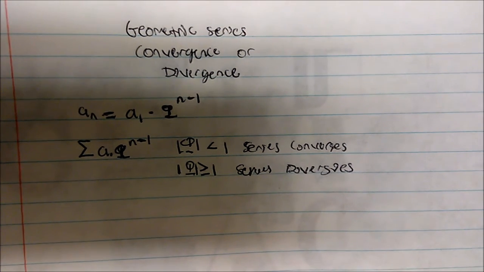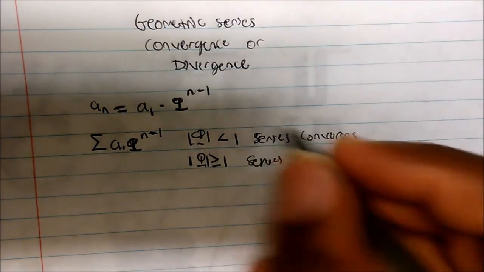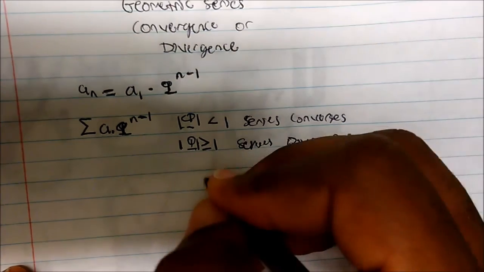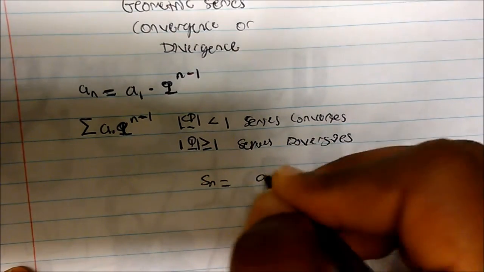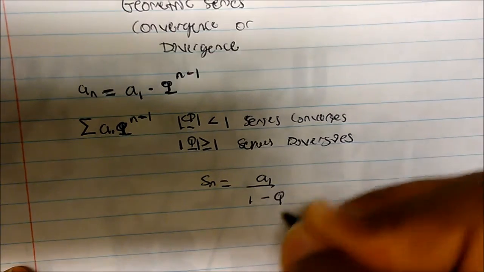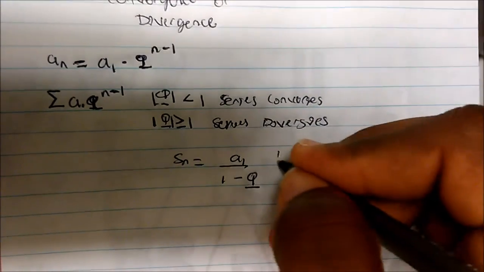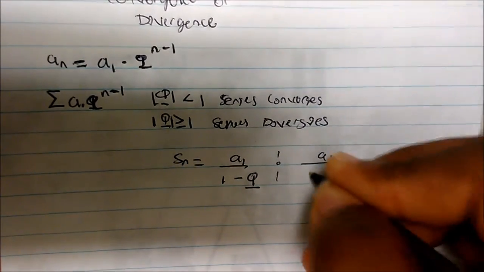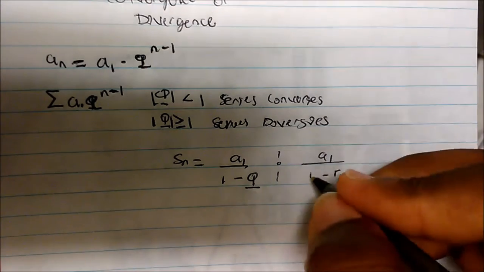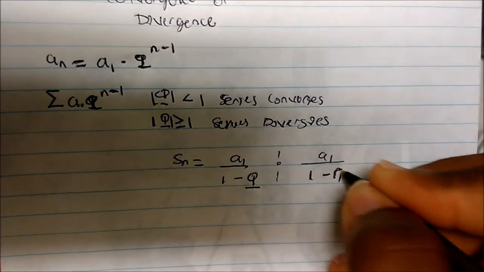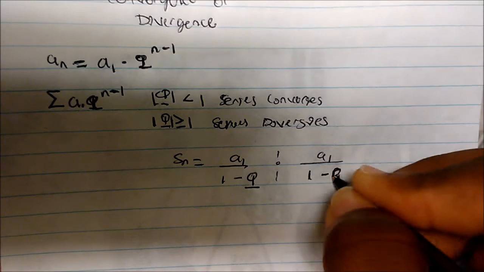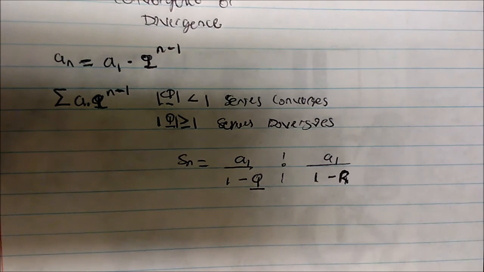To find its sum, which is exactly what the series converges to, the sum is equal to a_1 over 1 minus q. In some books you will see the sum is equal to a_1 over 1 minus r. That being said, let's look at a couple examples to test our idea.